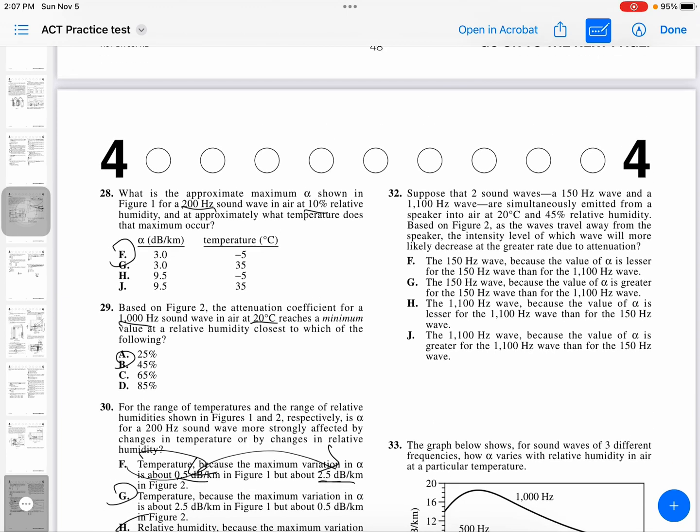Suppose that 2 sound waves, a 150 Hertz wave and a 1100 Hertz wave, are simultaneously emitted from a speaker into the air at 20 degrees Celsius, 45% relative humidity. Based on figure 2, as the wave travels away from the speaker, the intensity level of which wave will more likely decrease at the greater rate due to attenuation?